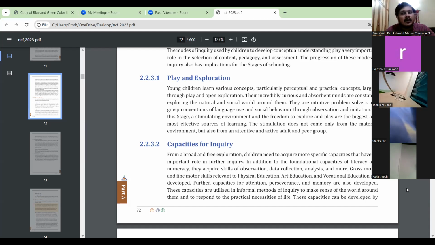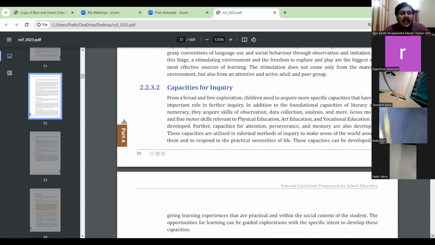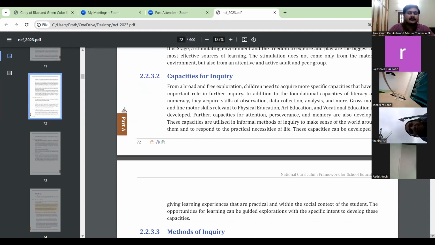The stimulation does not come only from the material environment, but also from an attentive and active adult and peer group. This stimulation is not just a materialistic environment, but there should be people, adults and peer group along with them, who are active and attentive. That's the reason we have come up with different modules for students in foundation stage, so that in those modules we introduce only playway methodology, and with that children can explore and understand things.